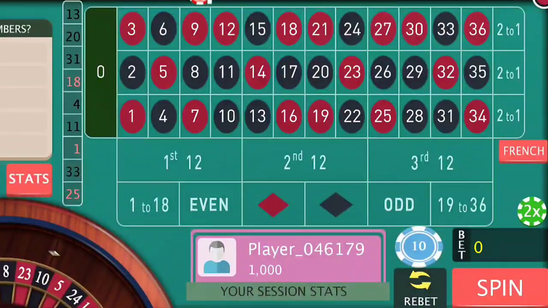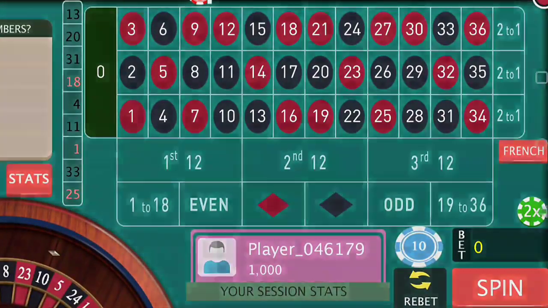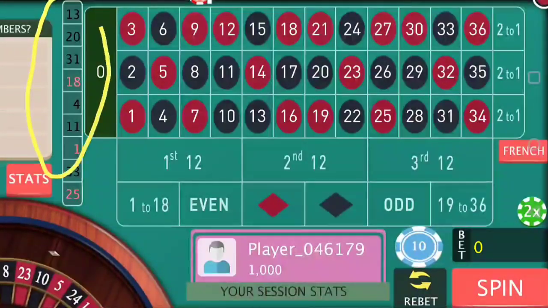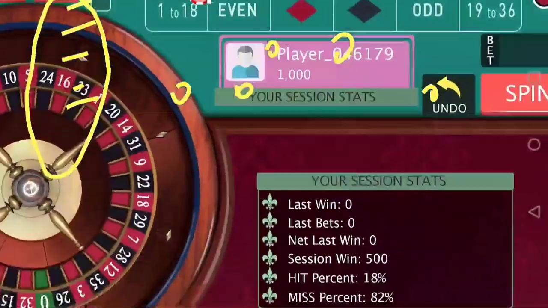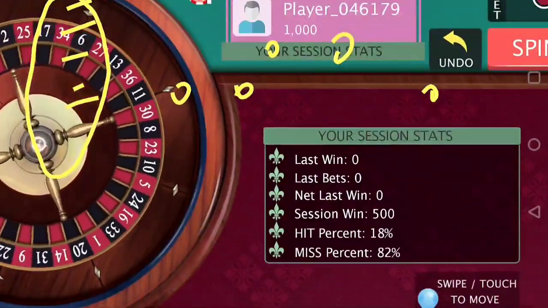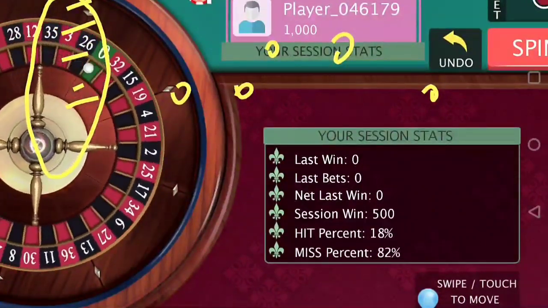For this strategy you need to have the table of the last few numbers. You have to bet according to those last numbers. So for 13 I will put a bet near 13. For 20 I will put another bet near 20, another for 31. In this way I put all my bets. For 18 I will put here, for 4 I will put here, and you have to calculate how many numbers you have covered. For this strategy you need to cover at least half of the table or a little bit more.